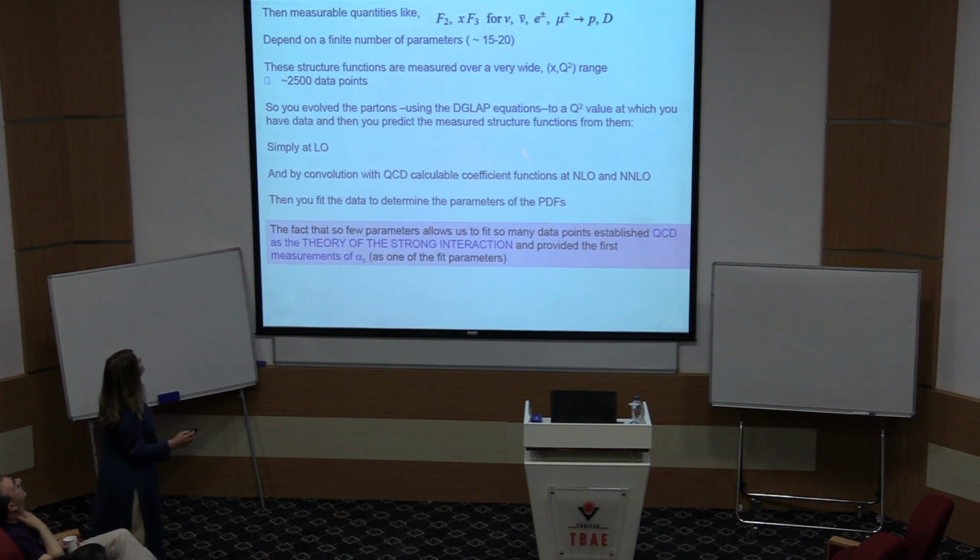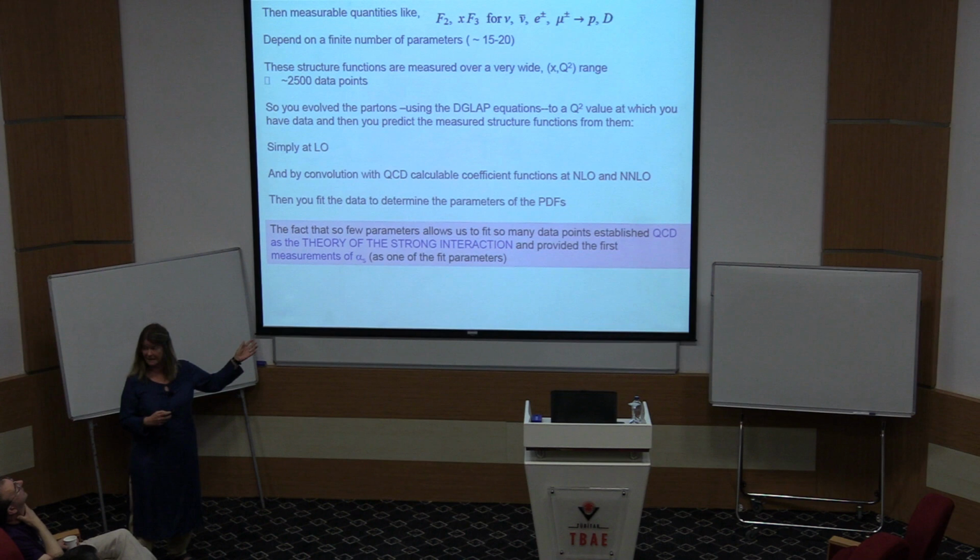Now, the very fact that you can fit 2 to 3,000 data points on the basis of only 15 to 20 parameters is essentially the reason why we believe that QCD works at all, why we believe that it is the theory of the strong interaction, because this works. So it established QCD as the theory of the strong interaction, and it provided us with some of the first measurements of the strong coupling constant itself as one of the parameters that you feed into the fit. I gave you the PDF parameters on the previous slide. You can also free the value of alpha_S and determine that in the same fit.